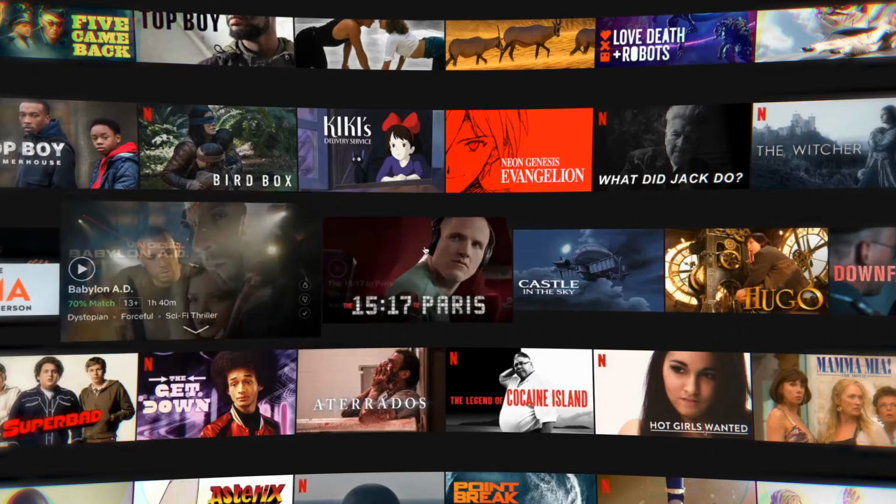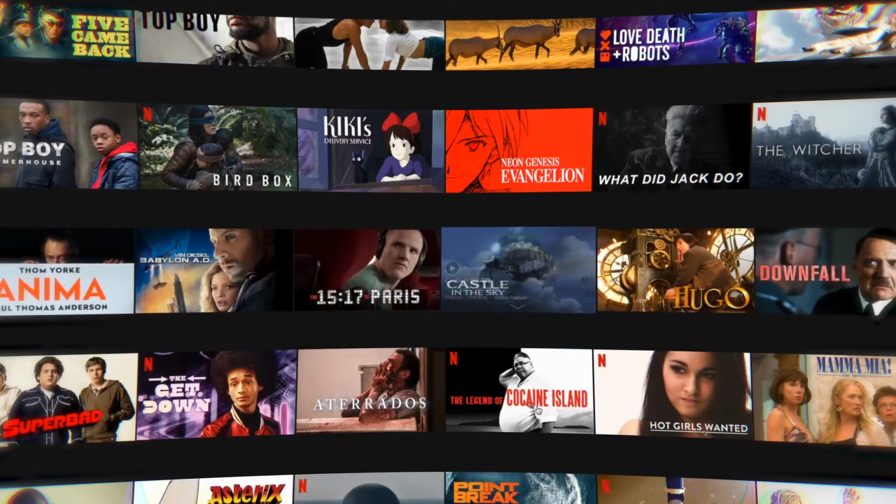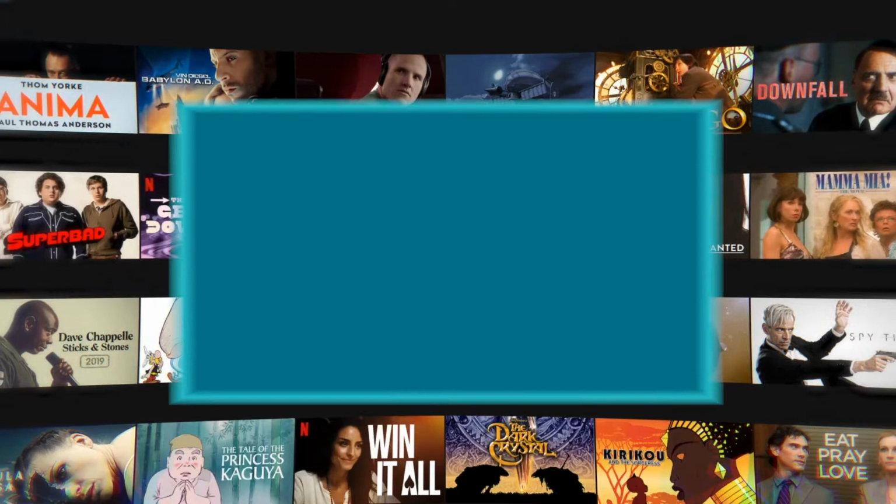A while ago, I was looking for a movie to watch on Netflix, and when I opened some, I noticed something. One was shaped like this, another one looked like this, and a third one was shaped like this. So I wondered, why aren't they all shaped in the same way?